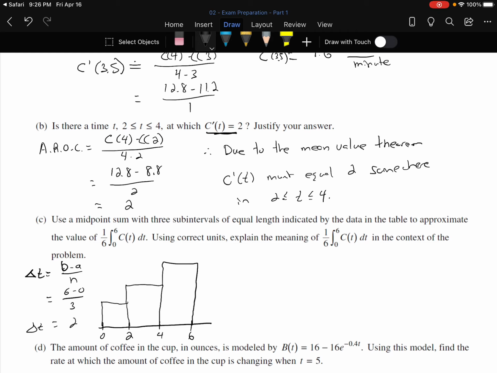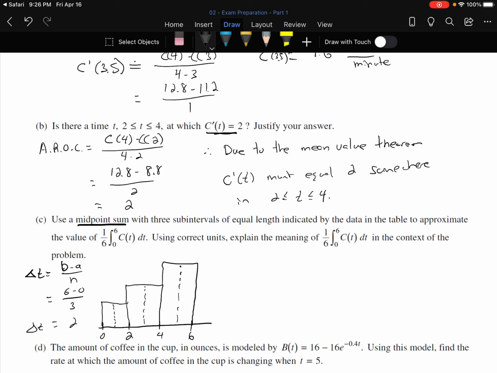And so what they said, use the 3 subintervals indicated by the data to approximate, use a midpoint sum. So I'm going to use the values at 1, 3, and 5. So that's the midpoint sum that they're asking for, to find the area of these rectangles using the middle value.